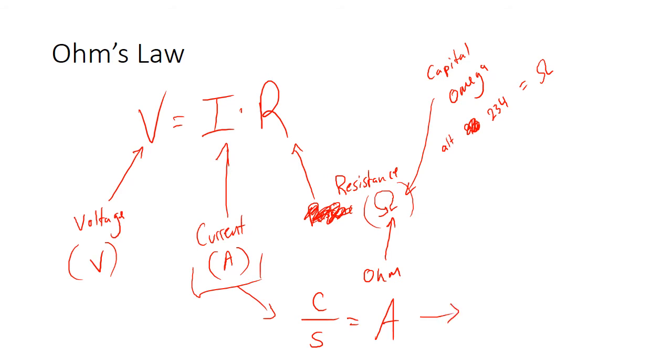Very often we see something like milliamps, right? Remember, a milliamp is equal to 0.001 amps. That's what's on your cell phone charger, for example. It uses a certain amount of milliamps. Otherwise, it would fry you.